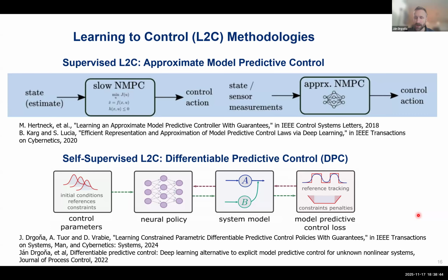So the last category of methods in the scientific machine learning toolkit I want to talk about today is learning to control, that comes in principle in many flavors, but from the control theoretic perspective today, I want to focus on supervised learning to control that we call approximate model predictive control, and self-supervised learning to control that I call differentiable predictive control.